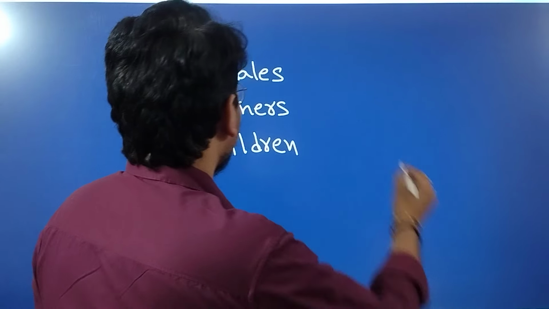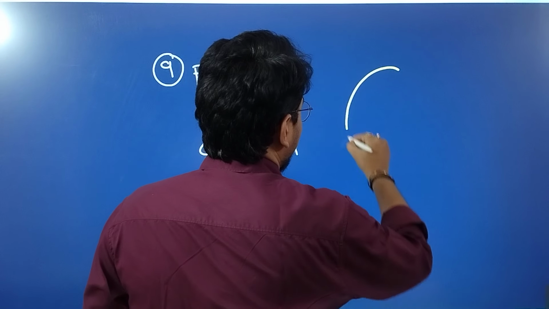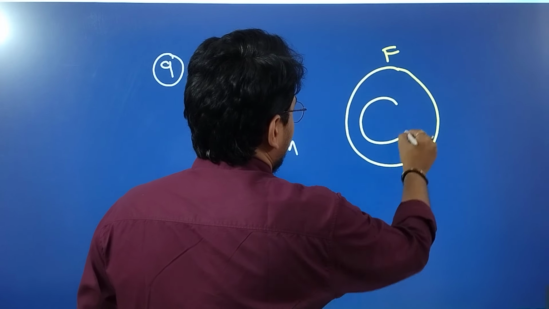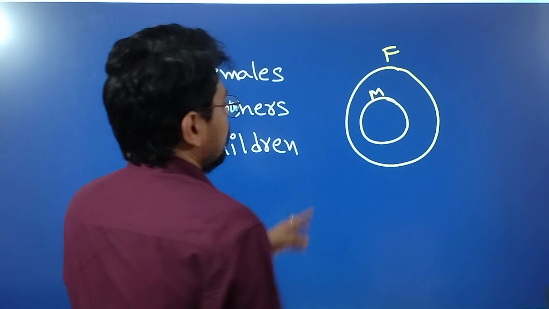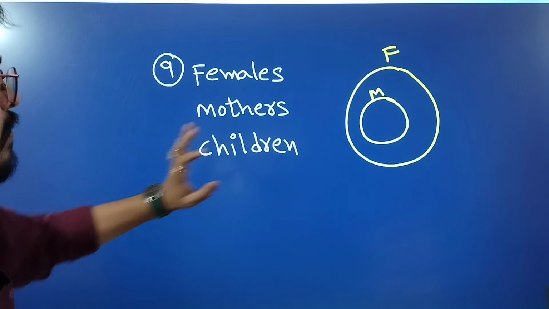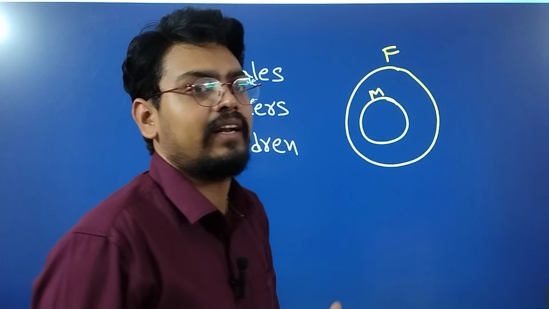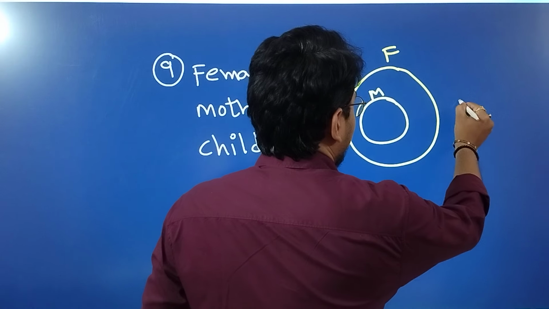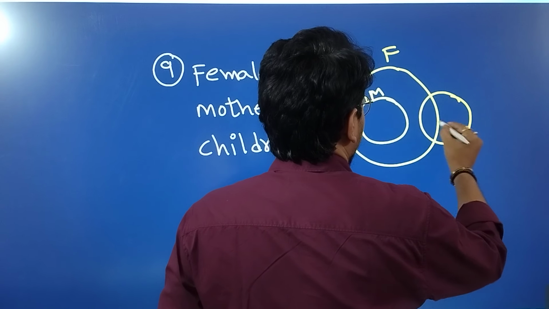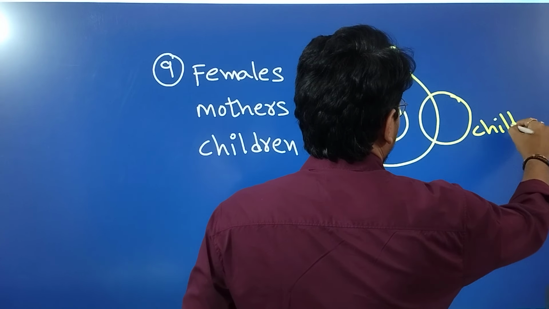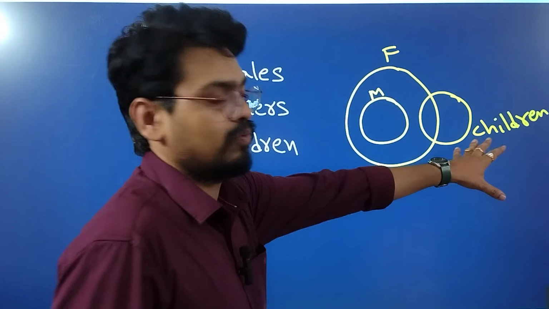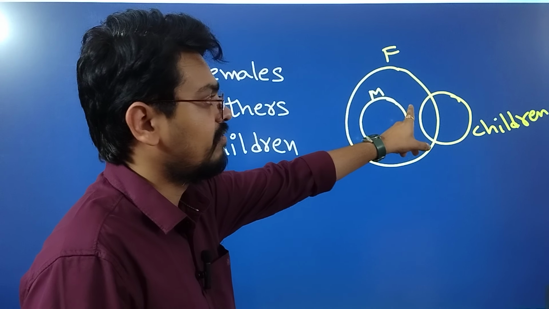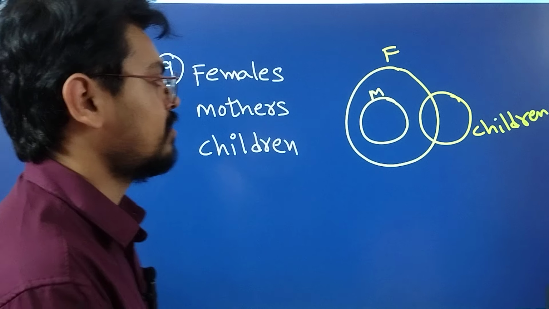Now, see, females is the bigger category here. You go with females. All the mothers come under females only. Now, what about children? Children are categorized into two types, males and females. So that's why the children circle will be out. Children, so both male and female are included. So that's why we include half part in the female and the rest will be the male. It's a possibility.